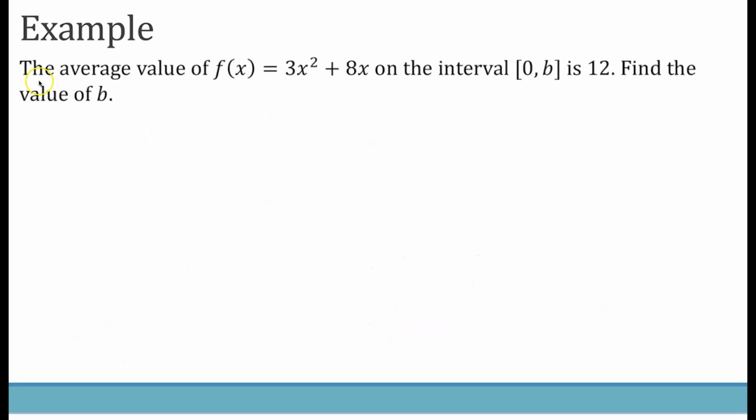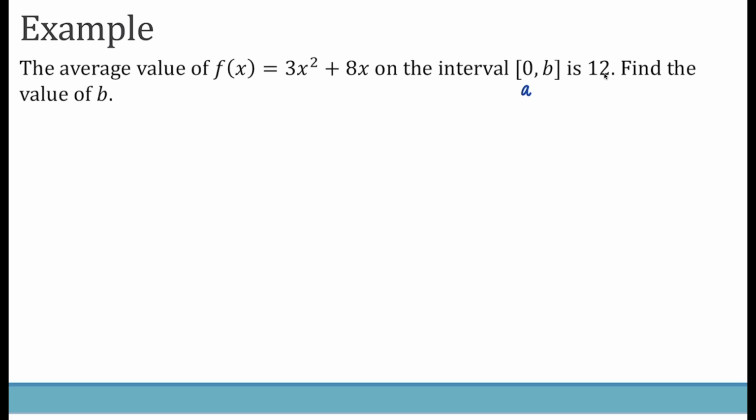In this example, we're told the average value of f of x equals 3x squared plus 8x on the interval from 0 to b is 12. Find the value of b. So this one's really interesting. So we have our value of a is 0, but we're trying to find the value of b. And we've been told the average value is 12.